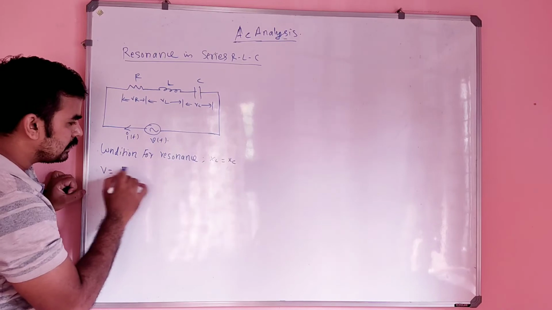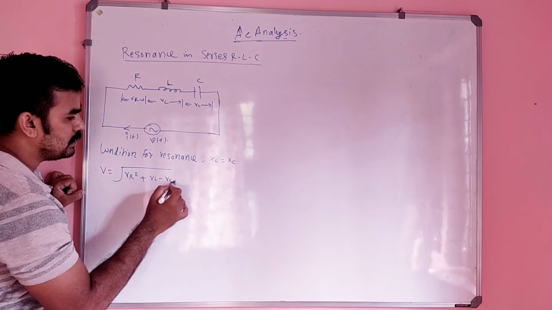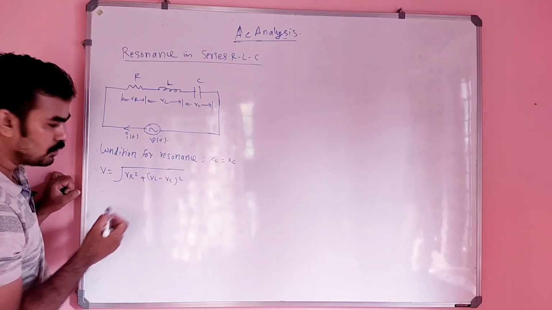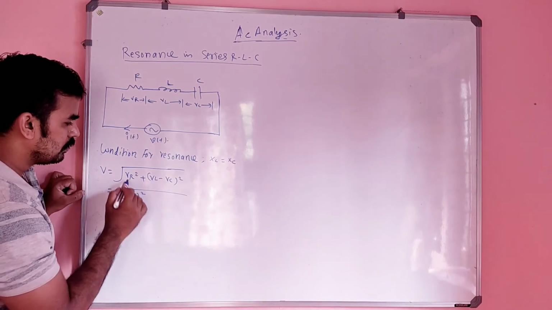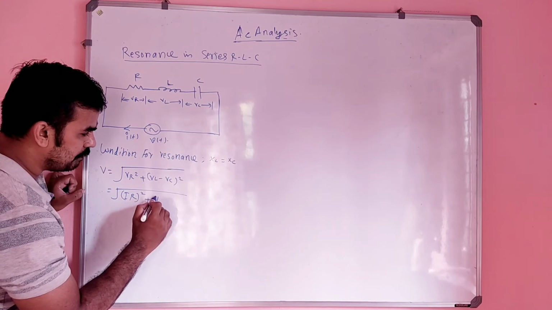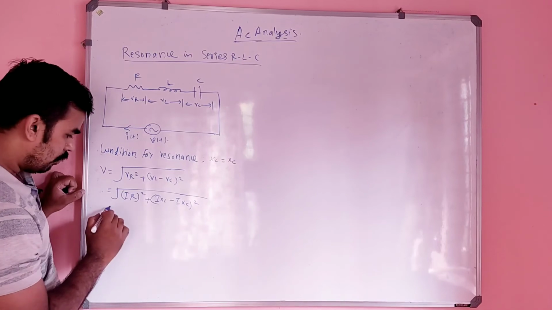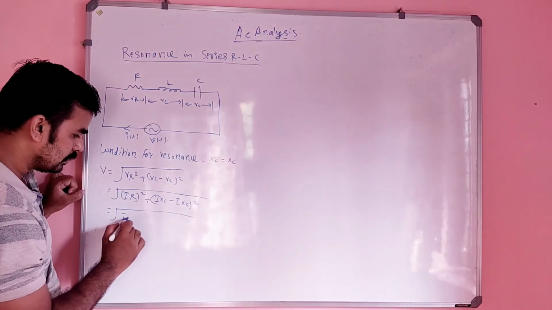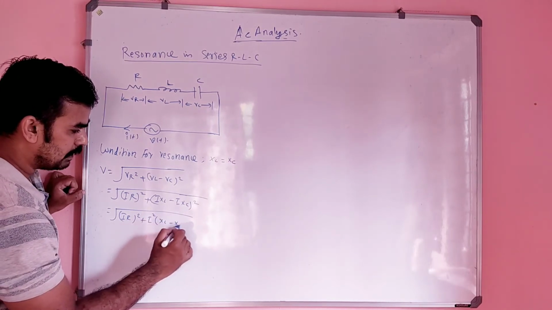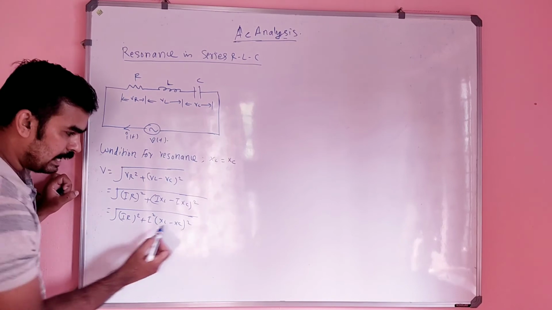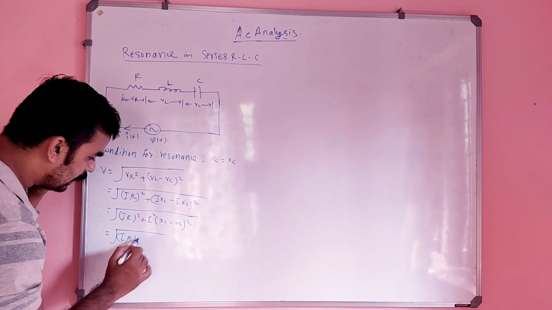We know that V is nothing but root of VR square plus VL minus VC the whole square, right? Or I can write VR square is equal to I into R the whole square, plus VL is I into XL minus VC is I into XC the whole square. Or I can write I R square plus I square into XL minus XC the whole square. If XL equals XC, this term will not be there. That means there is only I into R the whole square.